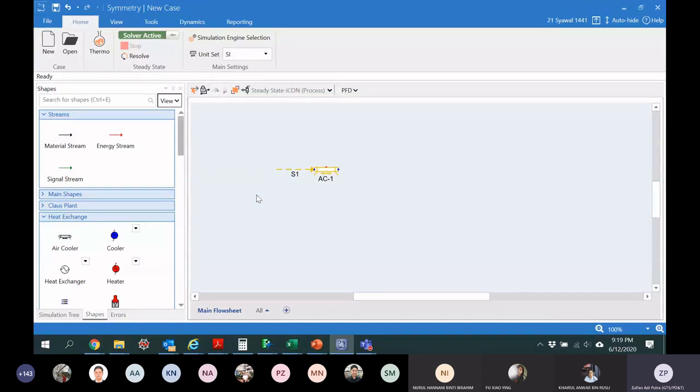cannot do 3D kind of drawing. We can make a small model, like a maquette model for the plant, but it's not that delicate compared to AutoCAD. You have to use AutoCAD in that sense. But I don't see why you have to design the internal of the equipment.